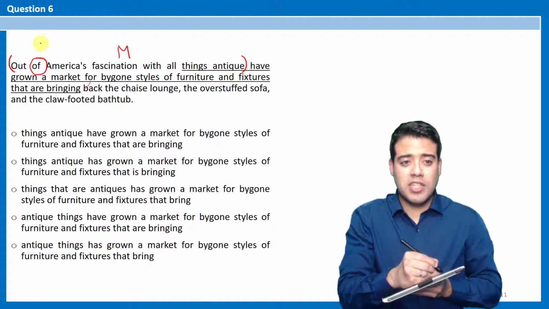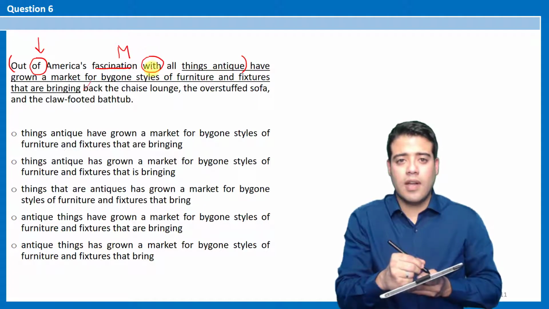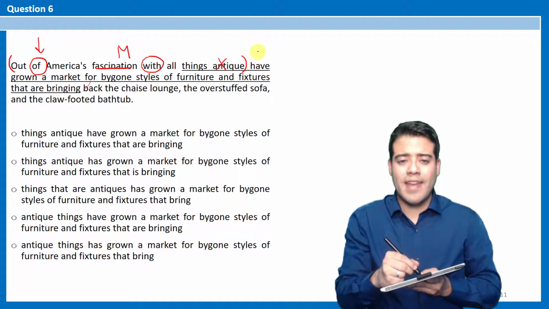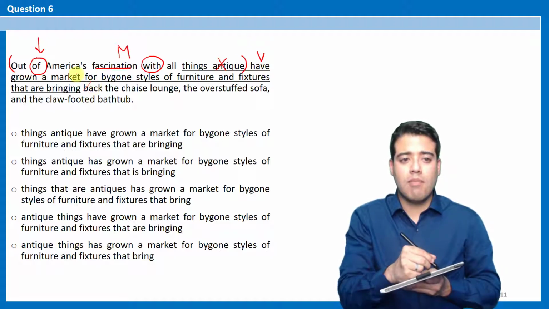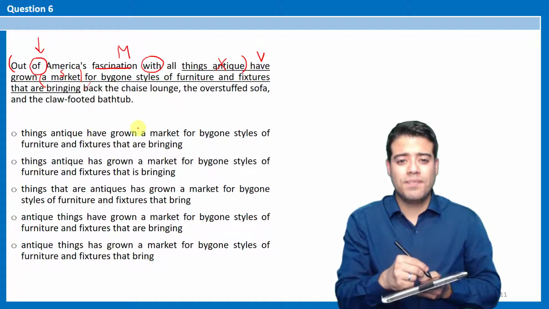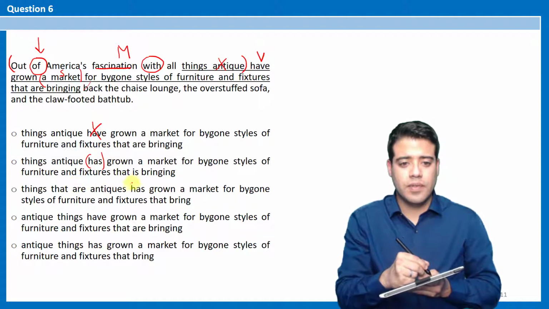Usually, what follows a preposition such as of will never be the subject, so fascination is not the subject. What follows a preposition such as with cannot be the subject either, so all things antique is not the subject. But look, you have a verb right here. Have grown. What have grown? A market. Have grown a market. But that's incorrect because a market is singular. So I cannot use have. I need has. Has. Not have.